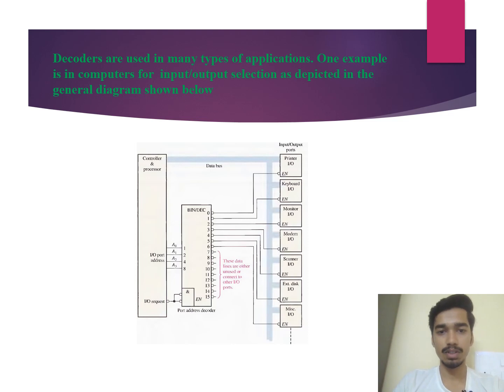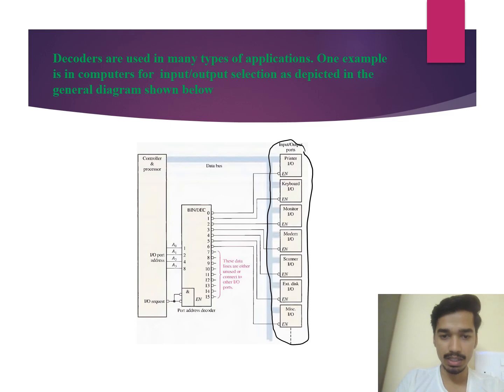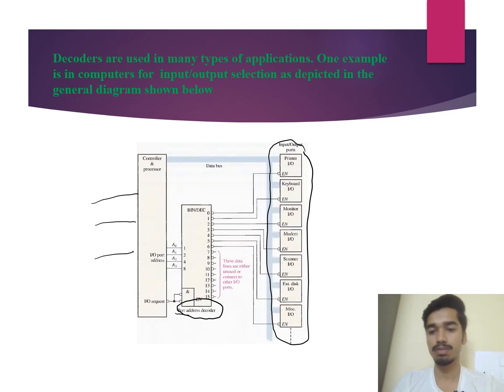Coming to the application of decoders, decoders are used in many types of applications. One example is in computers for input and output selection. Decoders are widely used, but we are taking one example, the input and output selection. These are all input output ports which are using enable lines, as well as the port address decoder, which tells us the address. According to the input we provide, the output will transmit the signal to our input and output devices. So it is basically used in computers for input output selection.